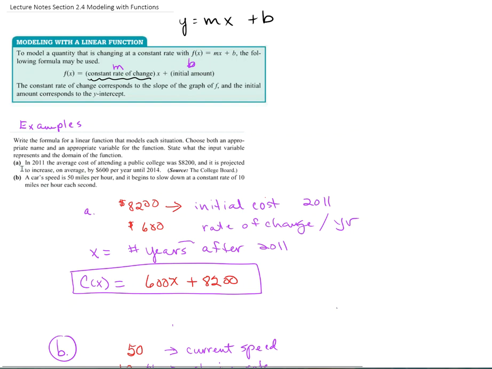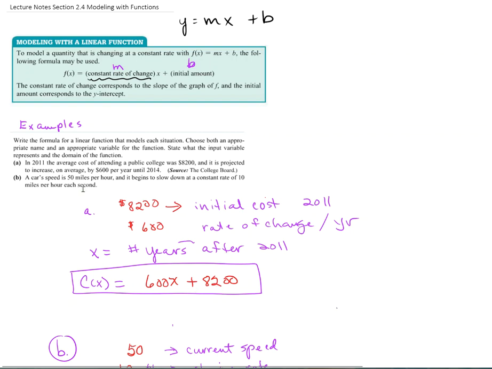A part says, in 2011, the average cost of attending a public college was $8,200, and it is projected to increase on average by $600 per year. So they want you to write a formula for a linear function that models that. So $8,200 is the initial cost in 2011. 600 is the rate of change per year. So cost function, c of x, could be 600x plus 8,200, where x is the years after 2011. So that way you could estimate future cost based on that.